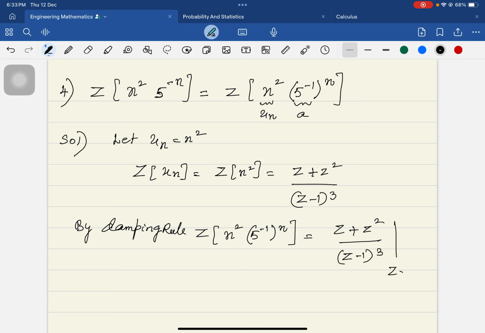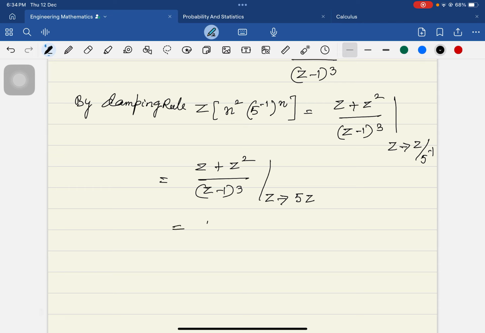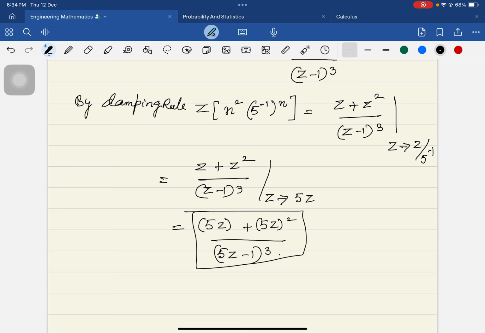You're replacing z by z by 5 power minus 1. So is it not the same as z is replaced in z plus z square by z minus 1, the whole cube? Now can I write 5 power minus 1 in the denominator as 5z? We can write like this, right? So just z is replaced by 5z, so 5z plus 5z, the whole square, by 5z minus 1, the whole cube. So this is the answer. I hope you are able to understand the damping rule very clearly.